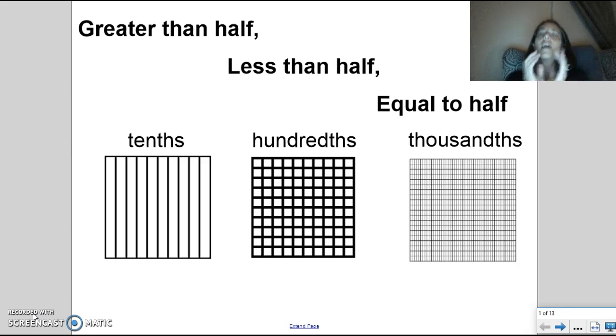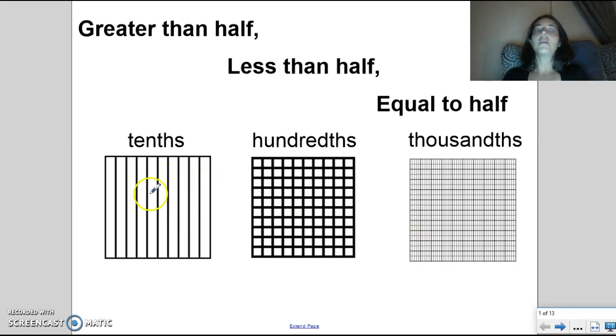And so if we can look at every decimal universe part as how it compares to a half, is that amount greater than half? Is it less than half? Or is it equal to half? We can really start to understand what that decimal part means. And so that's the goal of this. Greater than, less than, equal to half.